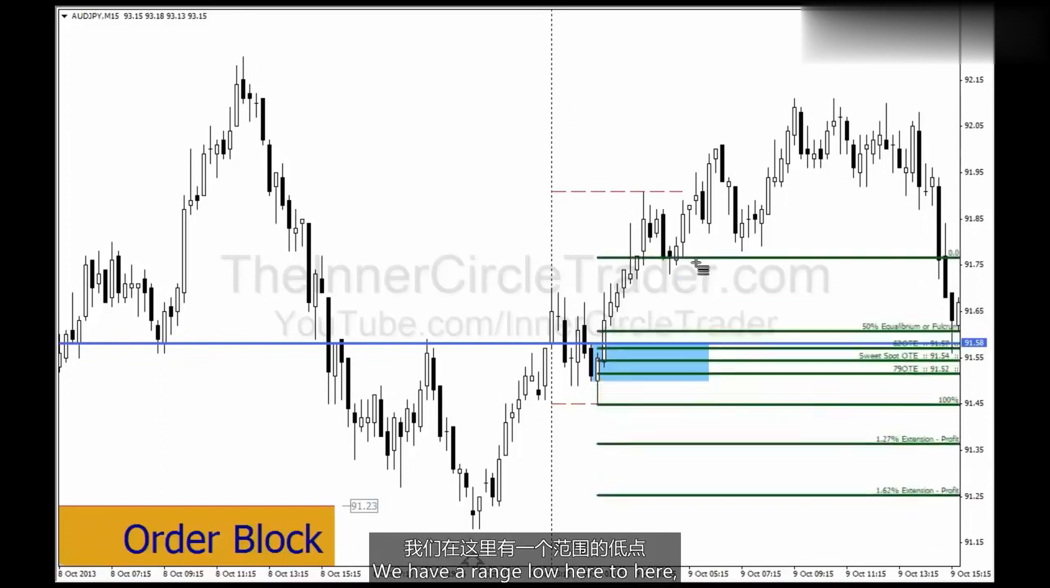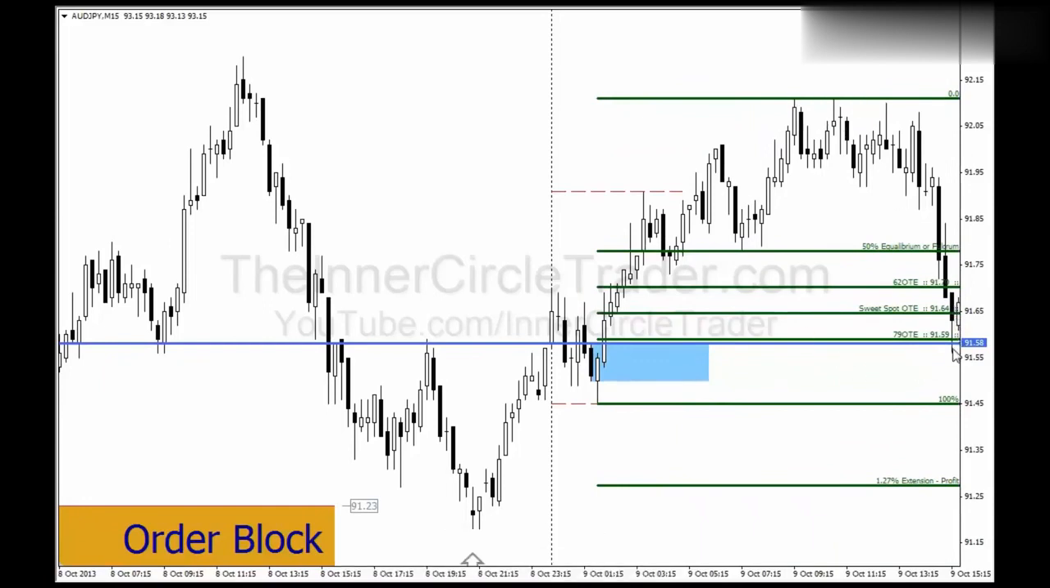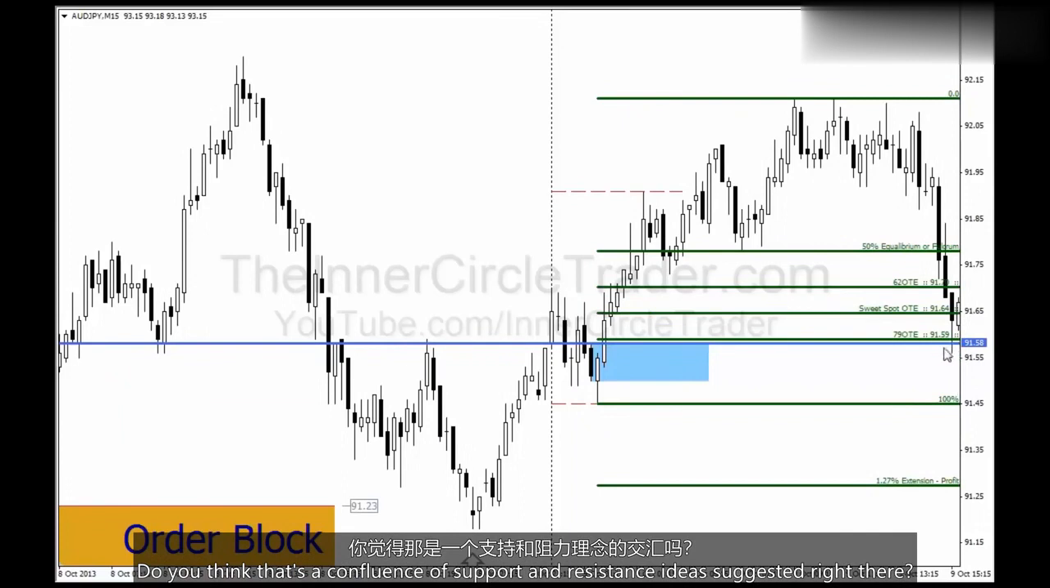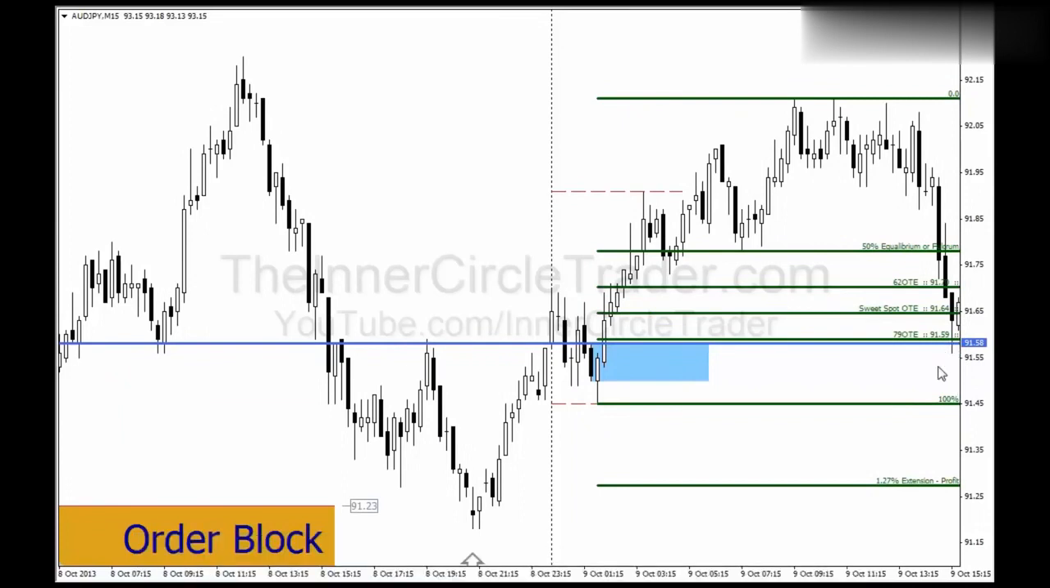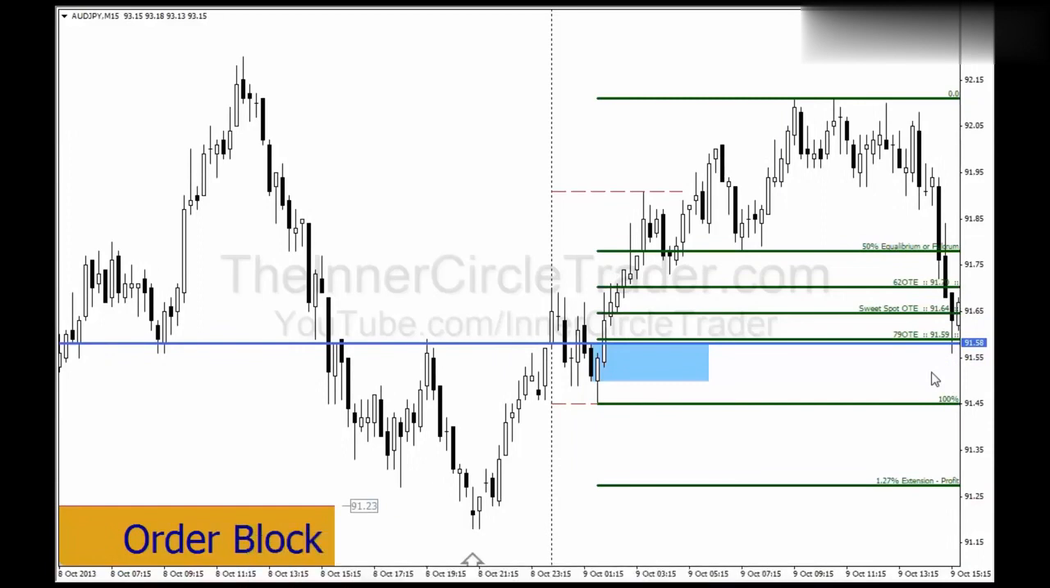We have a range low here to here, so we're trading with a fulfilled range premise in mind. We have an area of 91.59 with a 91.58, so we have 1 pip variance. Do you think that's a confluence of support and resistance ideas suggested right there? Sure. So we could be a buyer right in here, at that level, plus the spread if you want to be using a pending order for a limit.